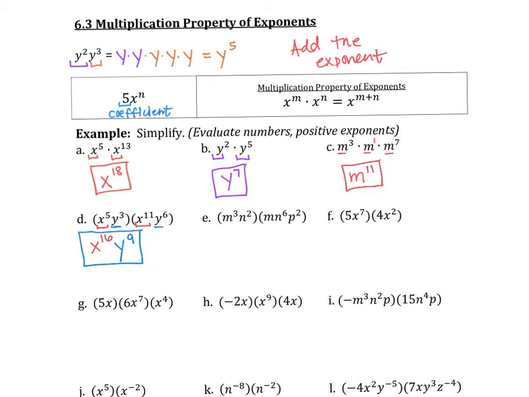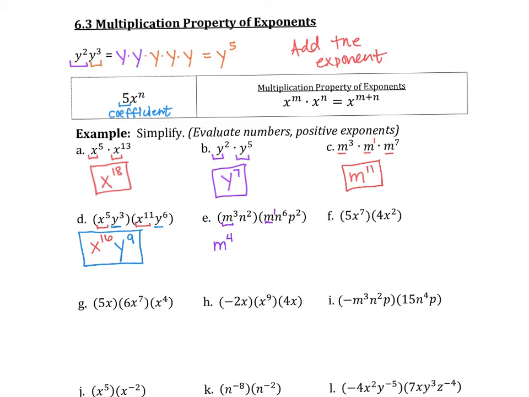Okay, next one, more variables, but the same idea. So m to the third, n to the second, times m, n to the sixth, p to the second. And I'm just going to go base by base. So I have m to the third. Do I have any other m's? I have another m here. What is the exponent on this m? Well, it must be a 1 since there's no exponent listed. So now I'm going to have m to the 3 plus 1 is 4.